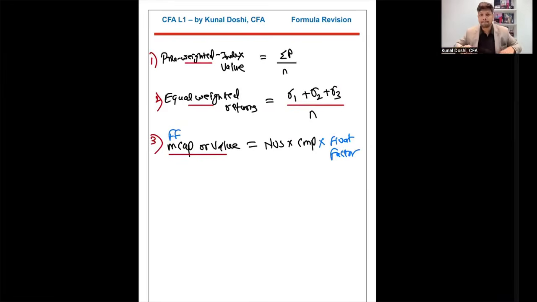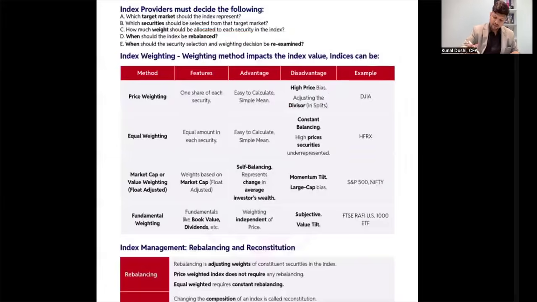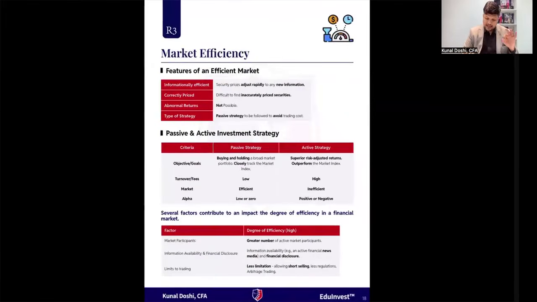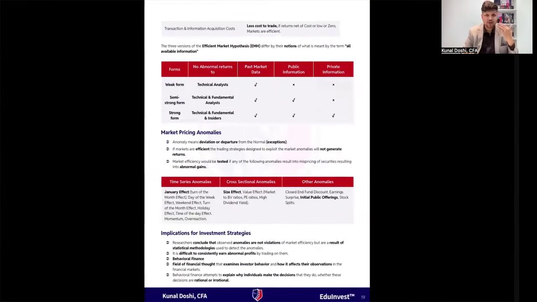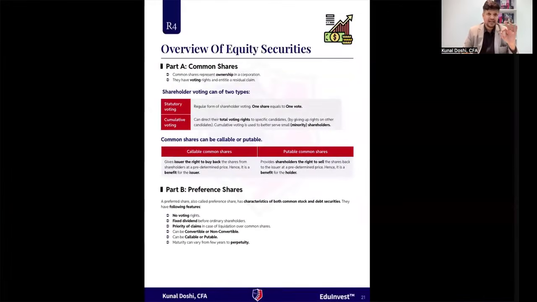Check, confirm. All good. Next, in reading number 3, do we have any formula in reading number 3? No. In reading number 3, I have told students the most important thing is weak form, semi-strong form, strong form efficiency. That is one of the most important things.